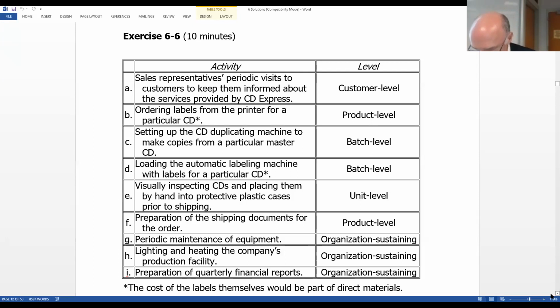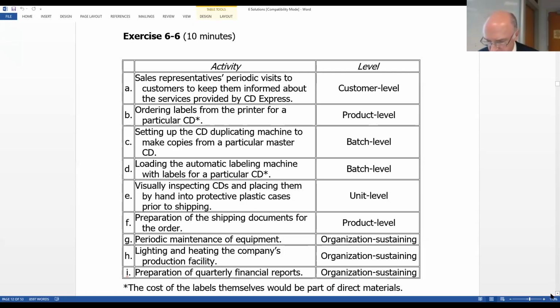Okay, so where did we leave off? G, periodic maintenance of equipment. That's an organization sustaining thing. That's not something you would allocate, because again, the managers would get mad if you did that. Part H, lighting and heating the company's production facilities. Again, that's like the corporate headquarters, the president's salary. That's organization sustaining. You don't want to allocate that.